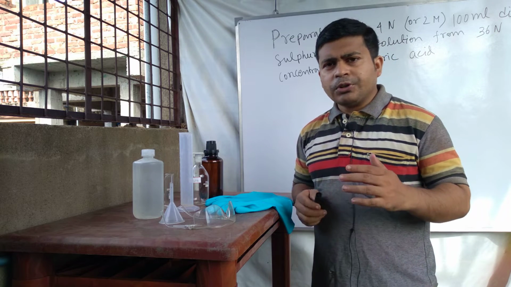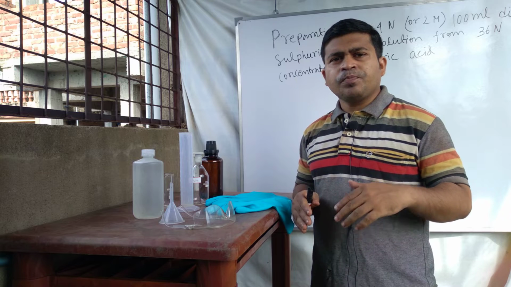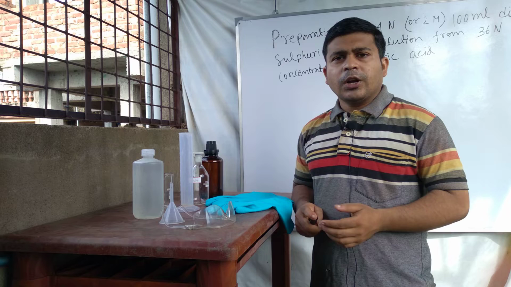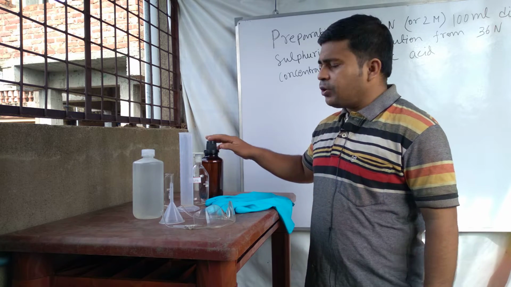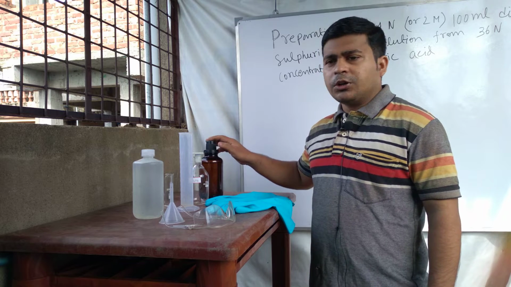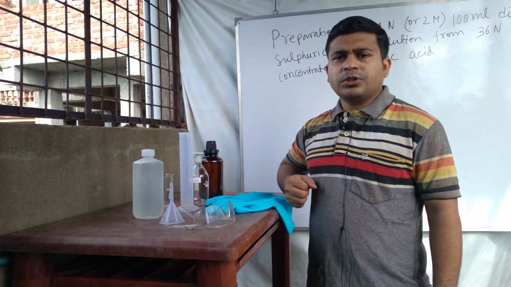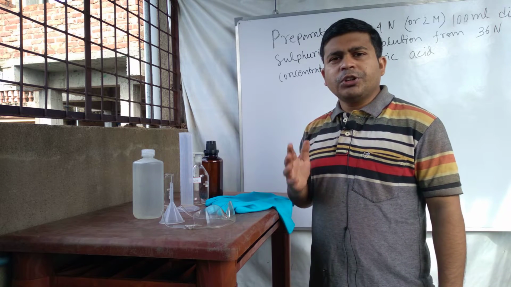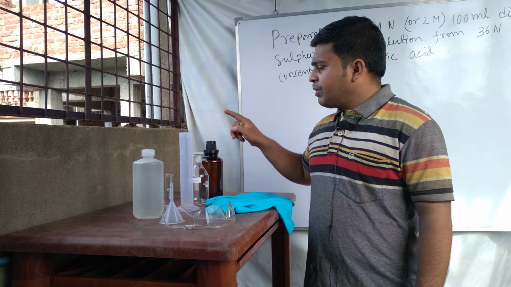Before making the dilute sulfuric acid solution of 4 normal from the concentrated sulfuric acid, we need to calculate how much concentrated sulfuric acid, this one, is required to prepare 100 ml of the dilute sulfuric acid solution of 4 normal strength. So at first we need to calculate how much concentrated sulfuric acid is required.